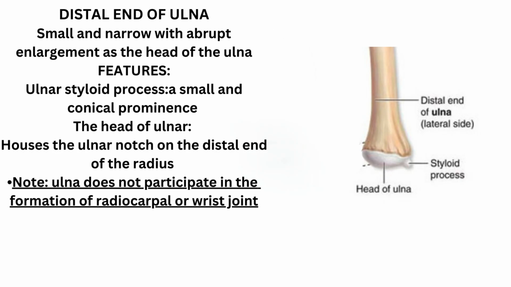The distal end of the ulna is small and narrow, but with an abrupt enlargement as the head of the ulna and a small, conical ulnar styloid process. The head of ulna fits into ulnar notch on the distal end of the radius. Note that ulna does not reach the carpal bones, and therefore does not participate in the formation of radiocarpal or wrist joint.